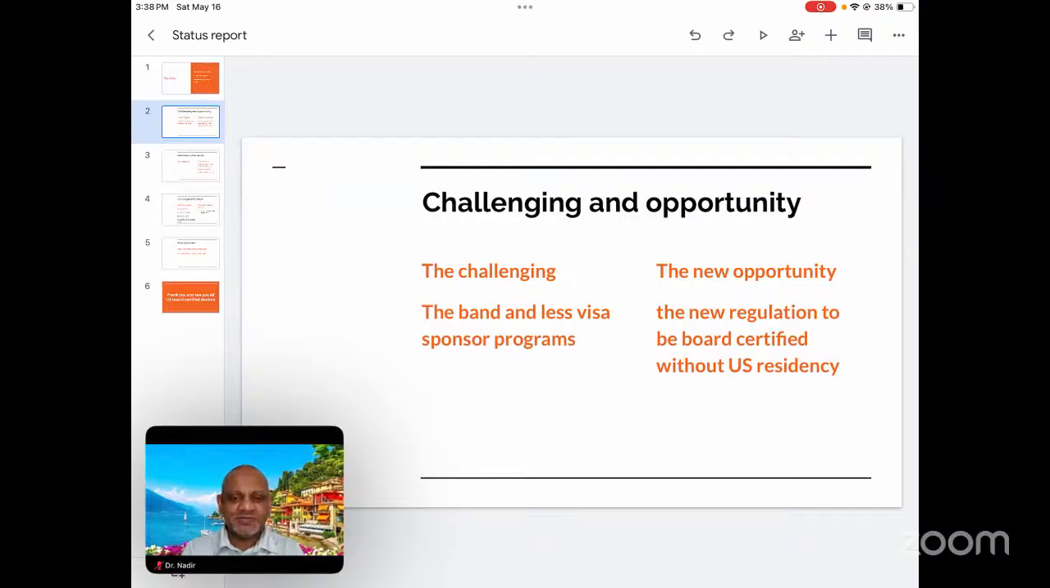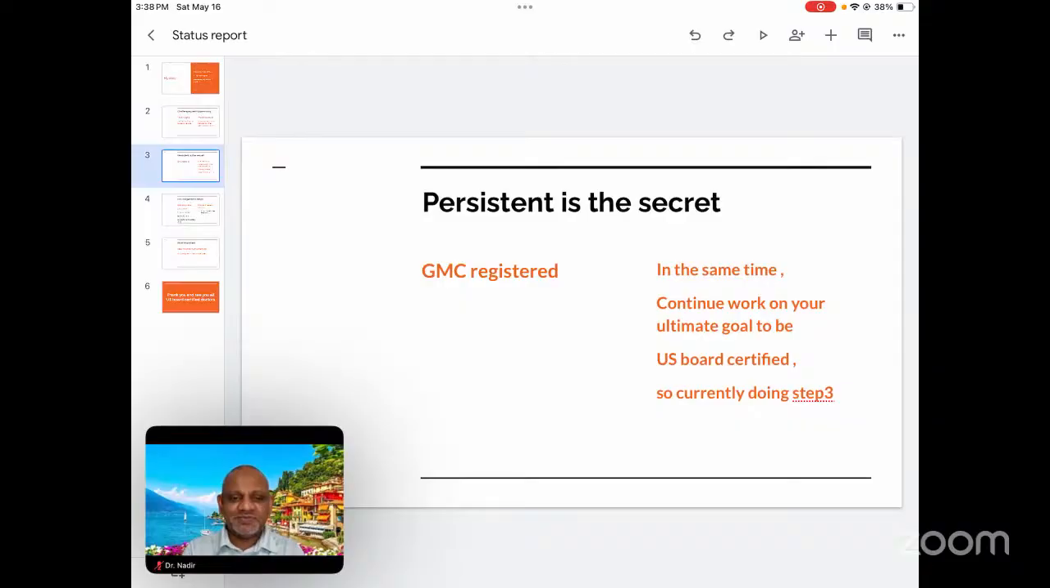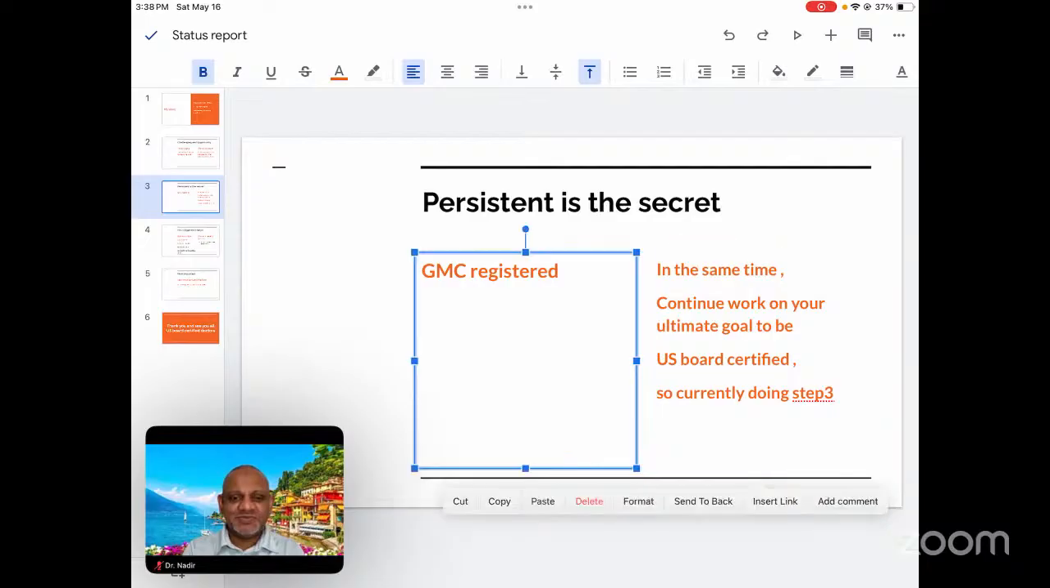The new opportunity was a new regulation to become board certified in the US without going through residency in some states. Based on that, I took the opportunity and became a GMC registered doctor in the UK. That's going to allow me to do a residency over there. At the same time, I'm continuing to work toward my ultimate goal to be a US certified doctor. I'm doing Step 3 right now as well, because ultimately you need that when you are becoming US board certified.